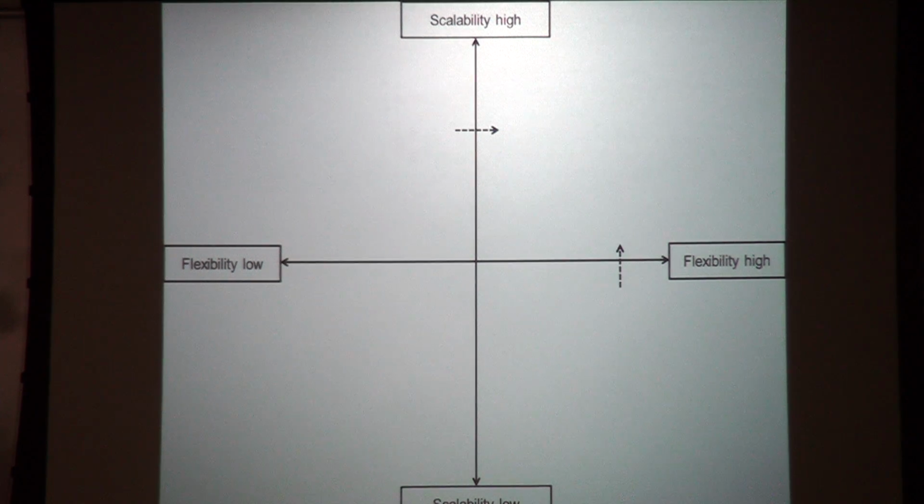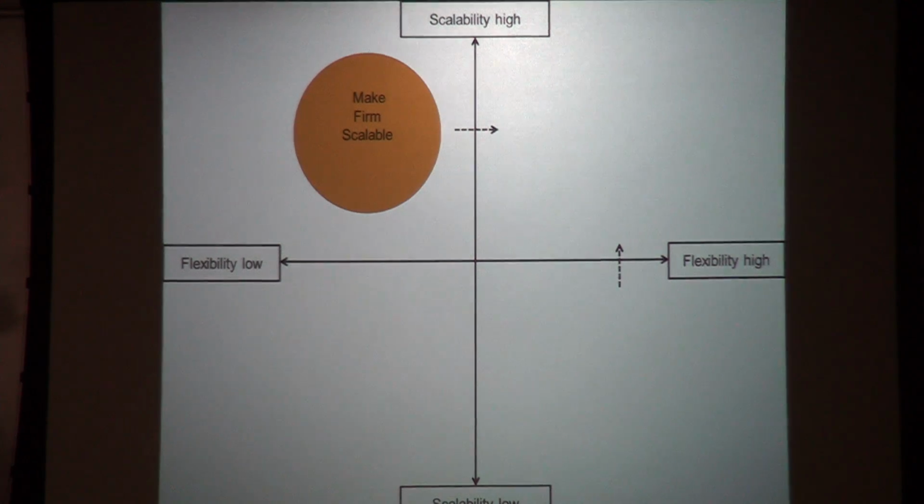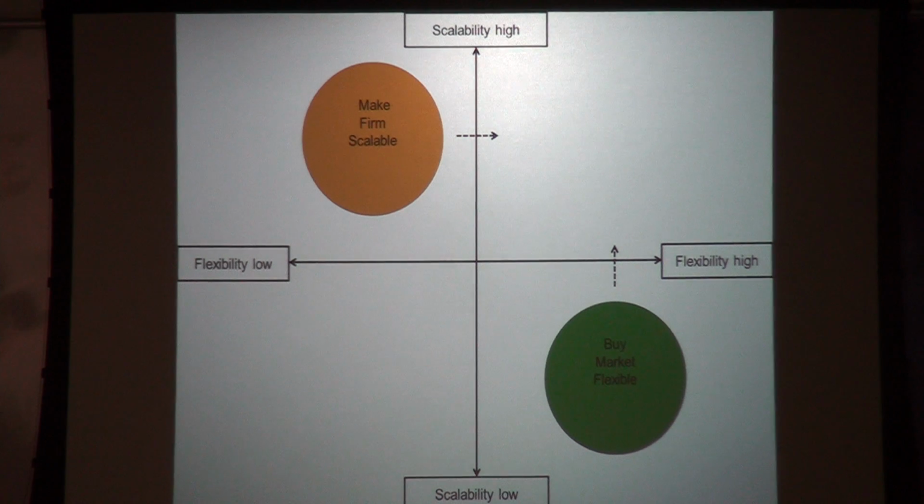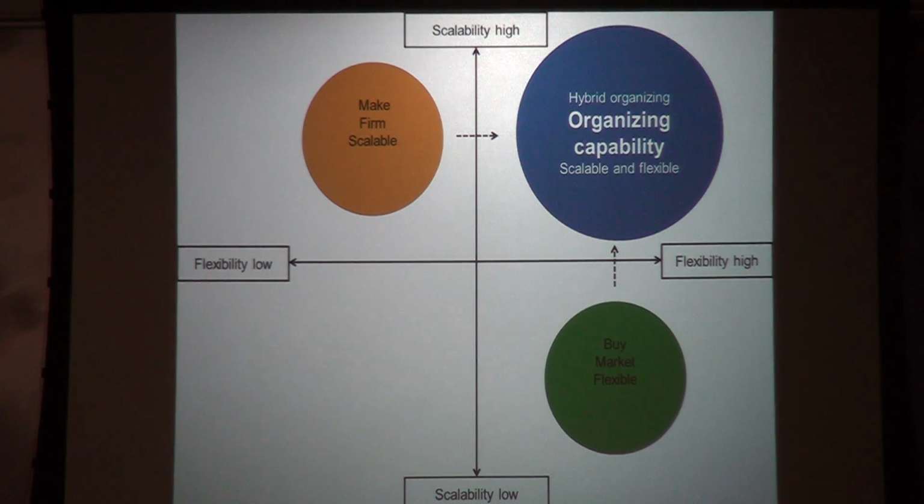And we call it hybrid organizations. So a firm is scalable but not so flexible. The market is flexible but not so scalable. And we need hybrid organizing that's scalable and flexible. And within hybrid organizations, we have a different unity of design.